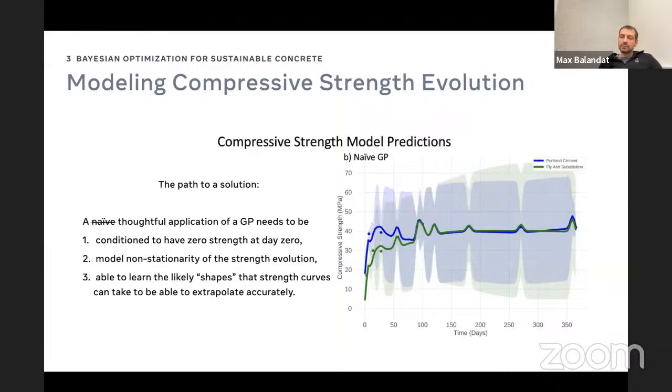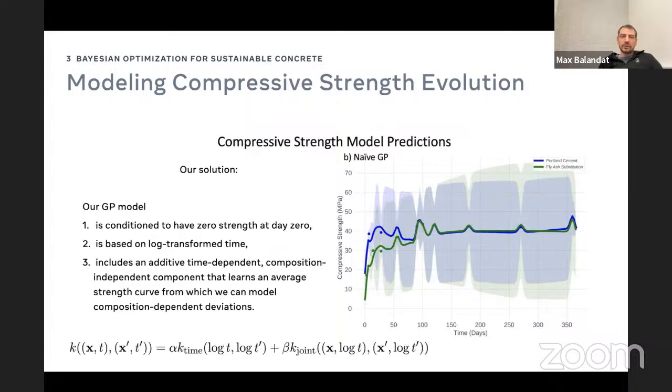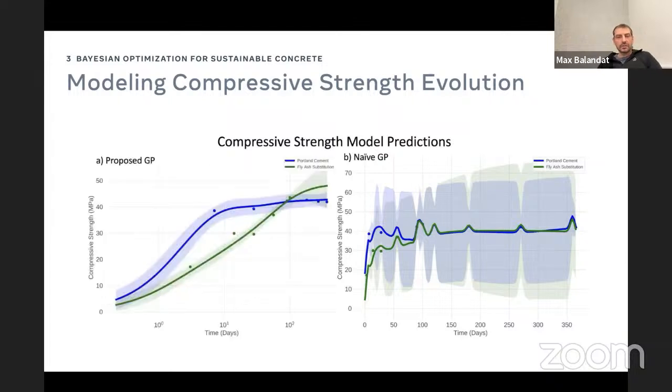And so what we did essentially here is we used a GP model that uses a log transform of time to account for the non-stationarity and the quickness of the curing and hardening process. And we have a custom kernel that has a basic time-dependent component. That's the first part here, and a joint kernel that learns the composition-dependent deviations from that average model. We can jointly fit the parameters of those kernels and the alpha and beta components as we fit the model. If we do that, we get concrete strength predictions that are a lot more meaningful, a lot more physical, a lot more intuitive.